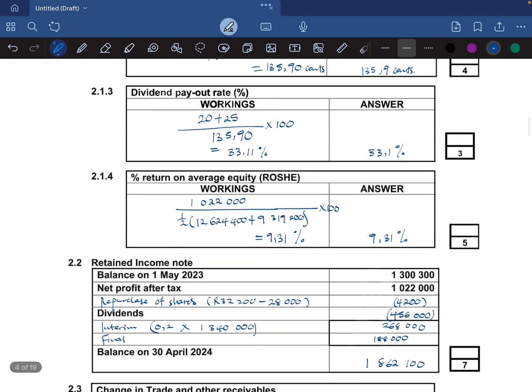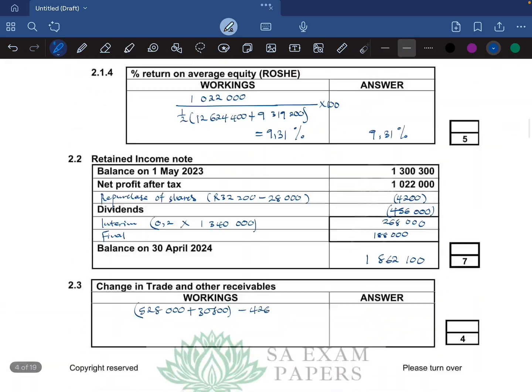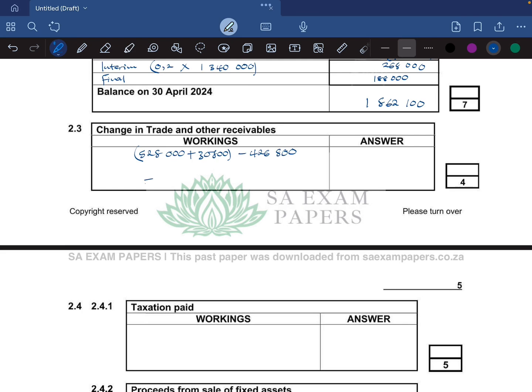So we're going to add the 528 for this year plus the 30,800, then subtract the 426,800. Now we can definitely see that we have an increase in our trade and other receivables, which means this is going to be an outflow, because we haven't really been receiving any money; maybe we've been selling stock on credit, and that's an outflow. So it's 528 plus 30,800 minus 426,800, which is a change of 132,000. You need to show that this is an outflow because we're working with the statement of cash flows.